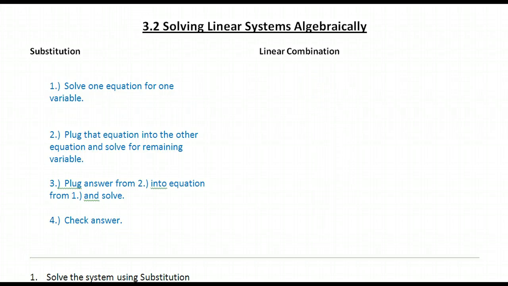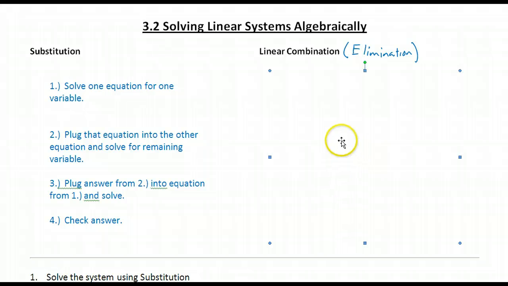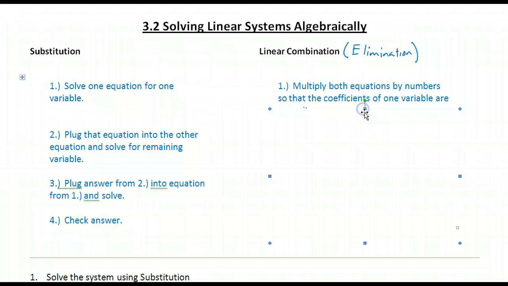The other way to solve a system algebraically is using linear combination. You might have called linear combination elimination in your Algebra 1 class, but elimination is really linear combination. To solve a system using linear combination, step 1, multiply both equations by numbers so that the coefficients of one variable are opposites.